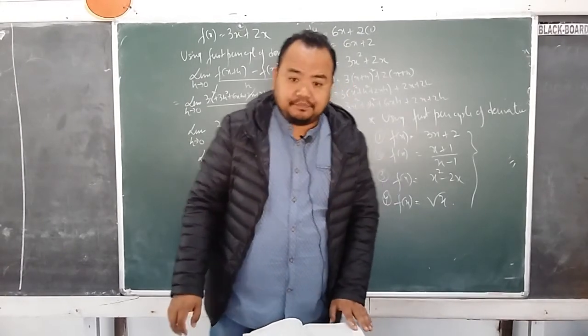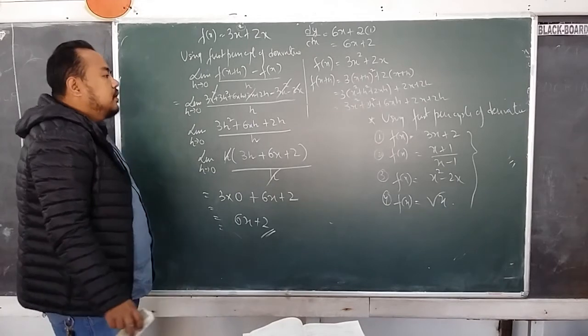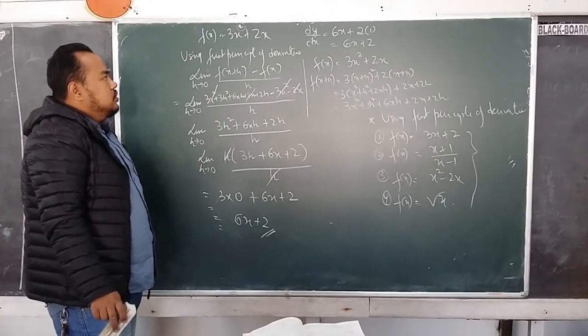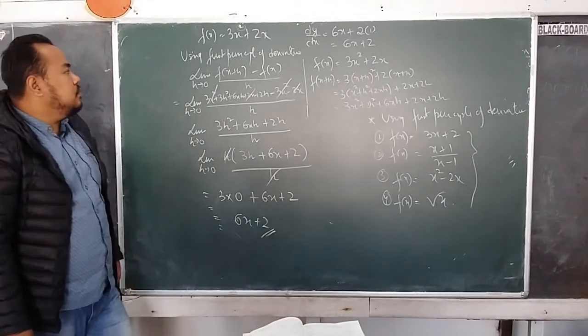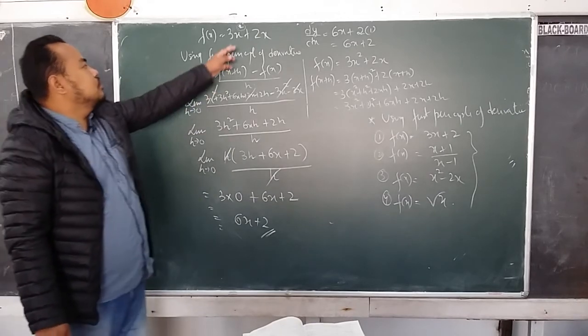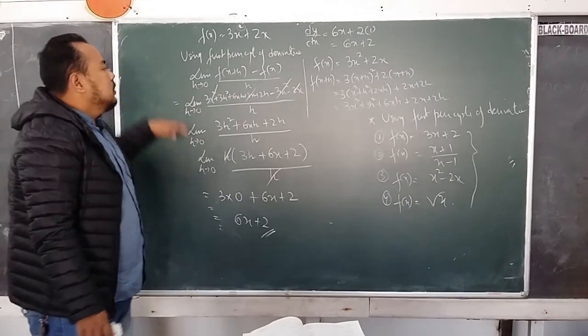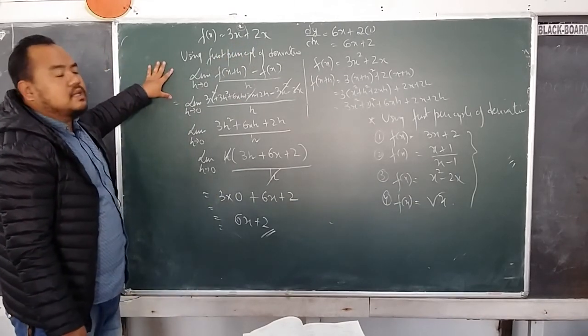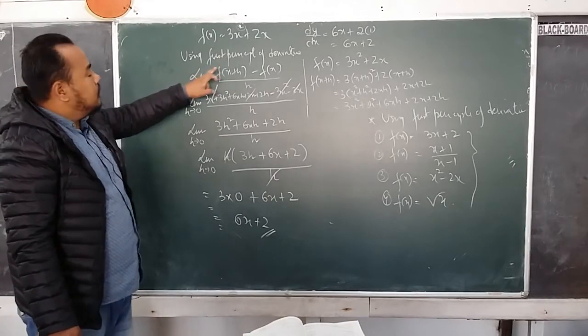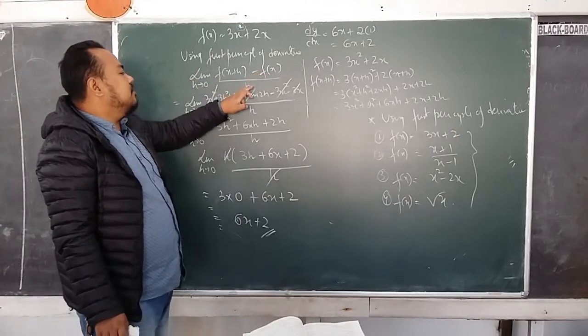Is that clear? Okay, so before I end today's topic, just have a look. This is what you are going to do. The function will be given. The function is 3x square plus 2x. When you differentiate, you know that the 2 comes in front. You get 6x plus 2 as the answer. But the question wants to find out the answer using the first principle of derivative, and the formula is limit h tends to 0, f of x plus h minus f(x) divided by h.